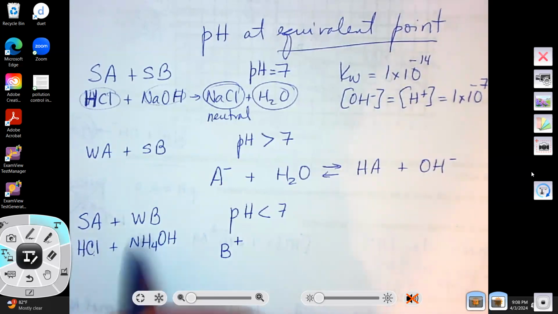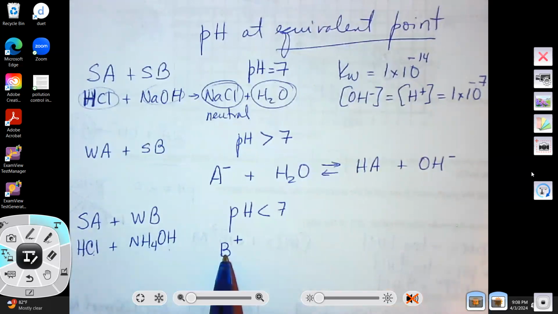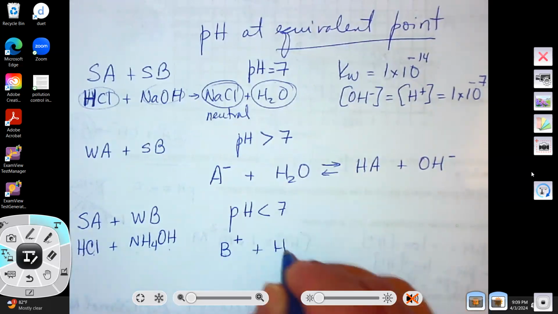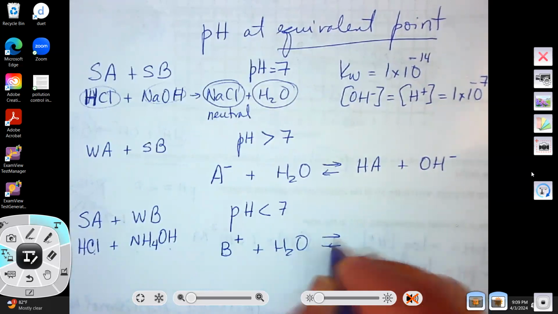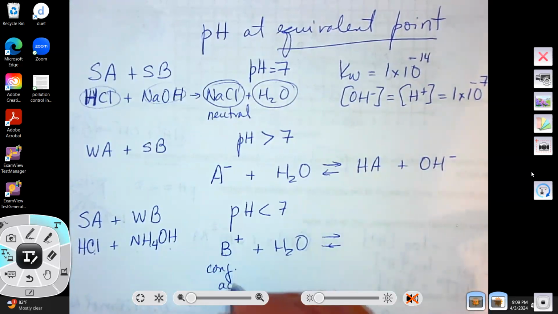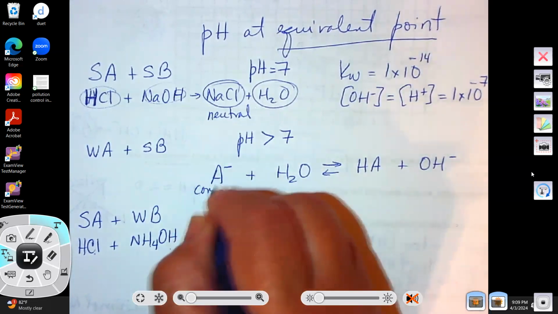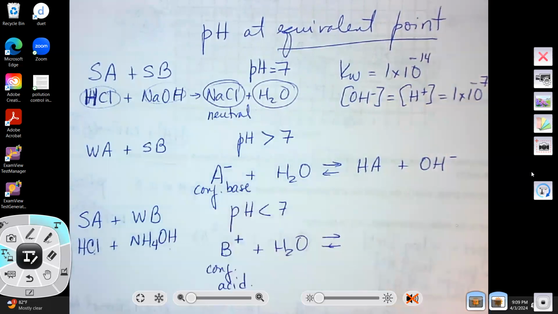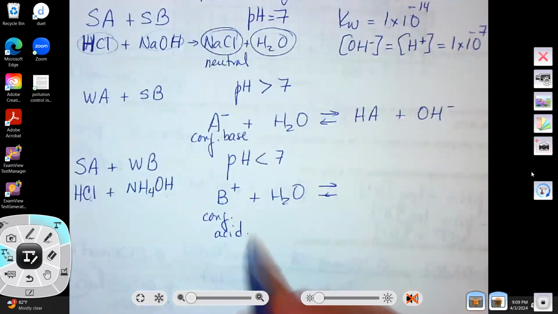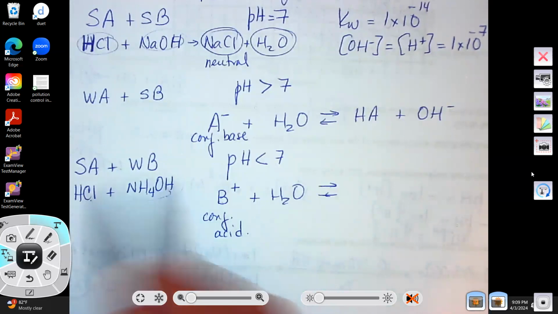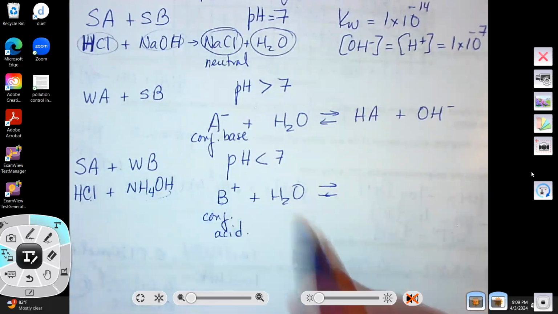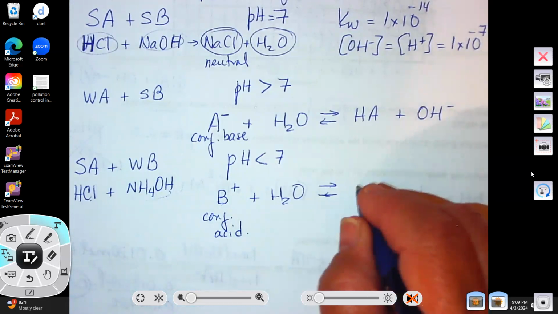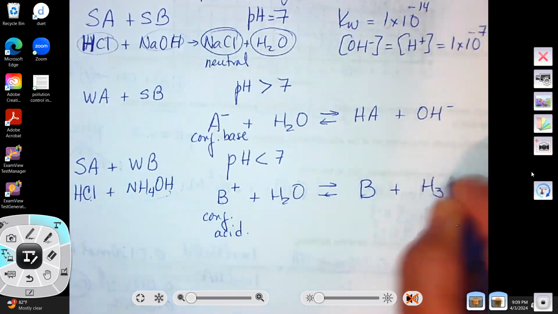But the ammonium chloride is not a neutral salt because ammonium ion comes from a weak base. So that ammonium ion is going to experience acidic hydrolysis because it's a conjugate acid of the weak base. And here is the conjugate base of the weak acid. So your conjugate acid of the weak base, in this example ammonium, reacts with water, and it's going to form your base again, plus the hydronium ion.